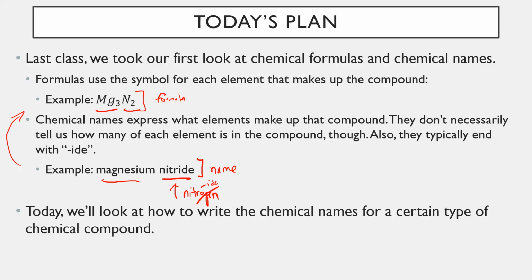Today, though, we are going to look at how to write the chemical names for a certain type of chemical compound. There's different types of chemical compounds. We'll get a little bit into that today as well, but we'll just look at one specific type. Matter of fact, it's what I hopefully would think is a little bit of the easier type, just to get a warm up with this. But anyway, let's get started.